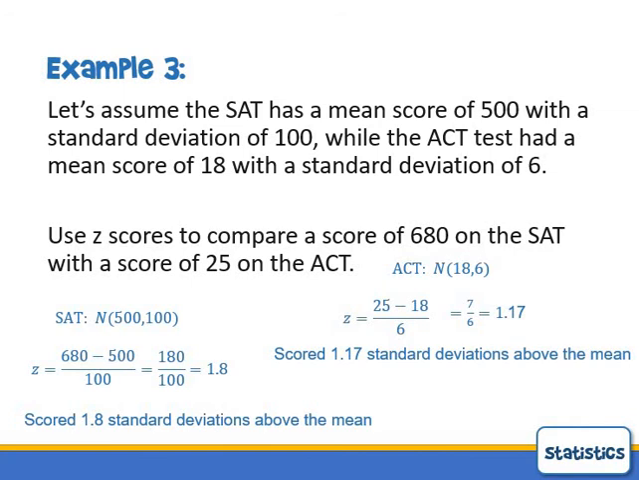The 680 SAT is more standard deviations above the mean than the ACT. So compared to the rest of the people taking the particular test, the 680 SAT is more impressive. Okay? They're more standard deviations above the mean. They have a higher z-score. So the SAT score is, I put in quotes there, better. It's not a perfect comparison, but it's one way to do it.